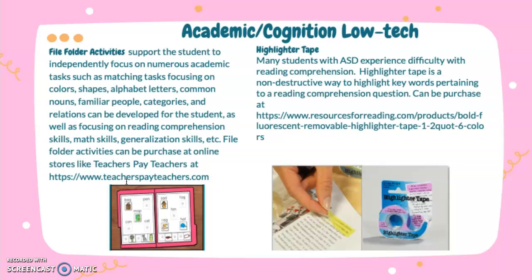Highlighter tape is another low-tech assistive technology. As we know, many students with ASD experience difficulty with reading comprehension. Highlighter tape is a non-destructive way to highlight keywords pertaining to reading comprehension questions. Highlighter tapes can be purchased in different stores or websites.